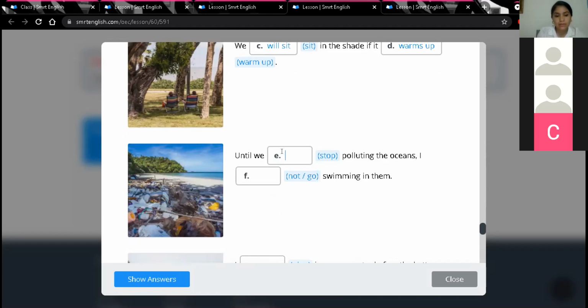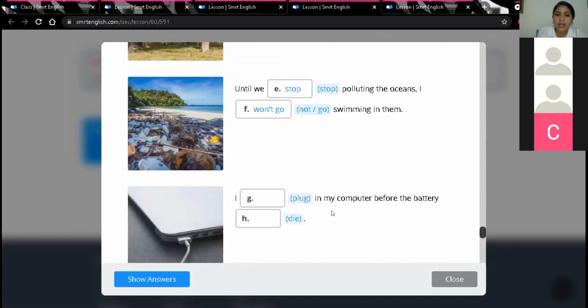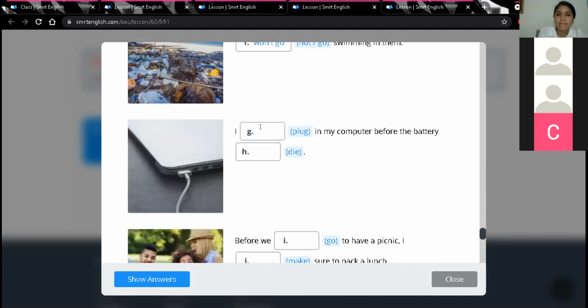Until we stop pollution, the oceans, I won't go swimming in them. Very good. Letter I, Manuel.